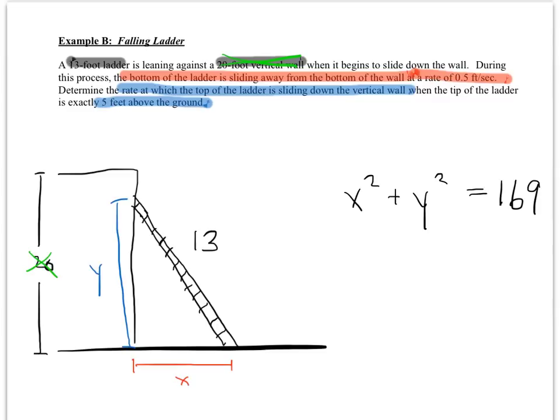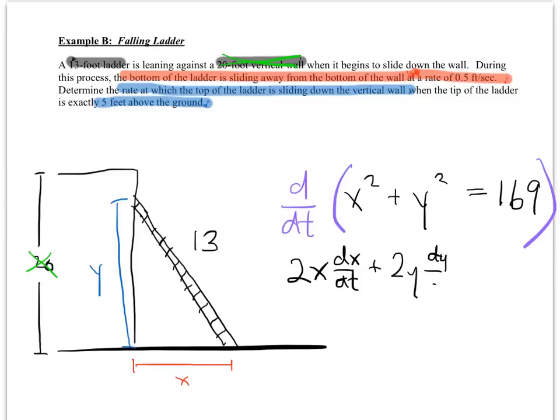Now, if you remember the next step of a related rate question, we're going to need to take the derivative with respect to time. Now, if you think carefully, this is going to be almost identical to what we've done before. You know we'll get 2x dx/dt plus 2y dy/dt. But what's the derivative of 169? Well, that's 0. Derivative of a constant is 0.